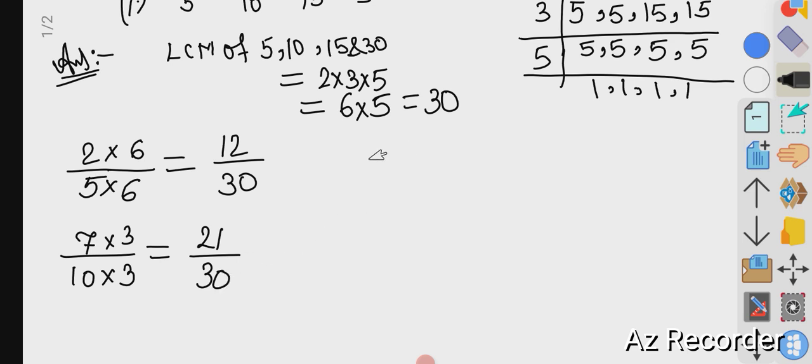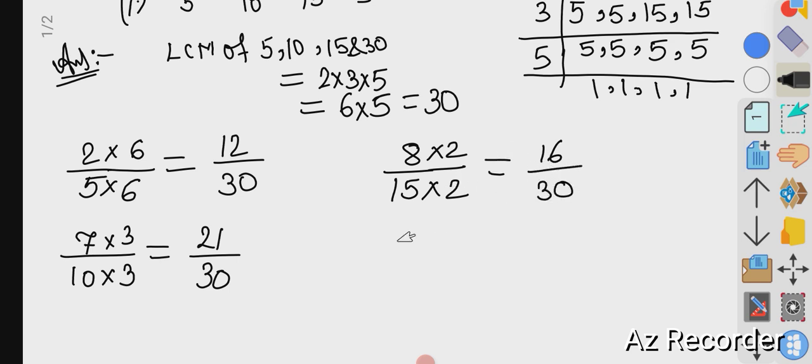Clear? Now the next number is 8 upon 15. Now in the table of 15, 2 times gives 30. That's why we are multiplying 2 here, and because we have multiplied 2 in the denominator, we also have to multiply it in the numerator. So the result is 8 times 2 is 16 upon 15 times 2 is 30. Things are clear, beta? Now next we have 13 upon 30.